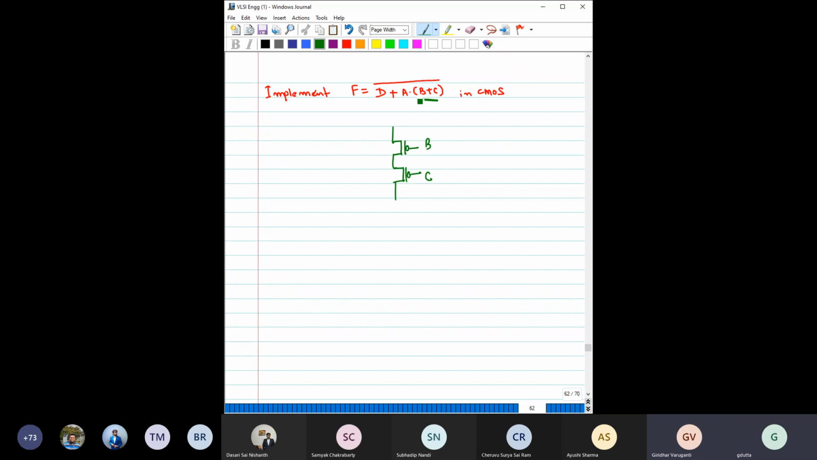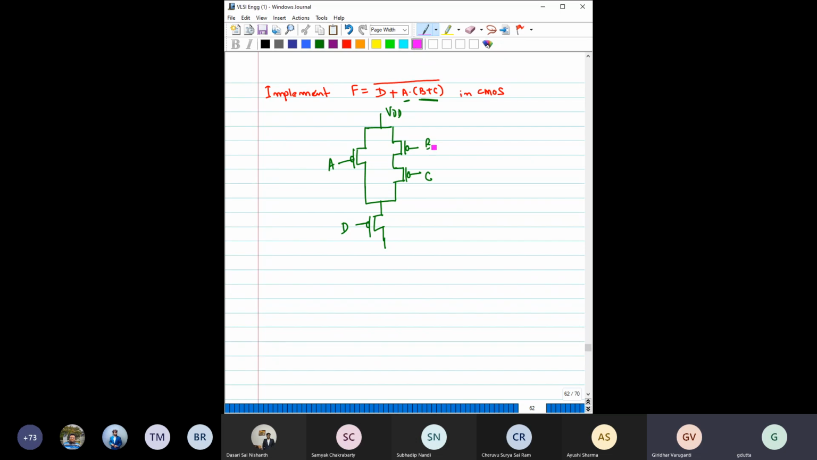BC in series. Now there is an AND operation between A and these two. AND operation means in PMOS they should come in parallel, right? So it is A. Here it is VDD, and here you have D, which is again an OR operation with the whole thing. OR operation means for PMOS it is series. So this basically gives you this part.